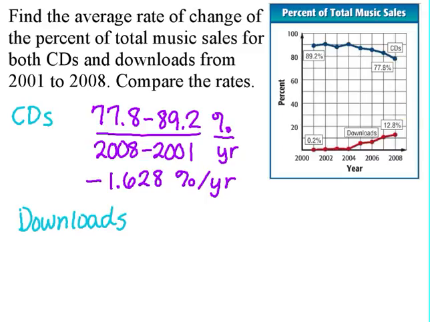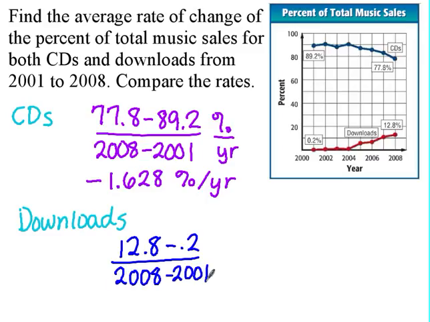Okay. Let's go ahead and look at the downloads. What does the downloads do? What do I do? 12.8 minus 0.2 divided by what? 2008 minus 2001. Okay. So what does that come out to be? 1.8. So that would be the same label. So let's compare those. Look at what's happened. Now eventually this is in 2008, so you can imagine in 2012 if the trend were to continue, what's going to happen with those two lines?